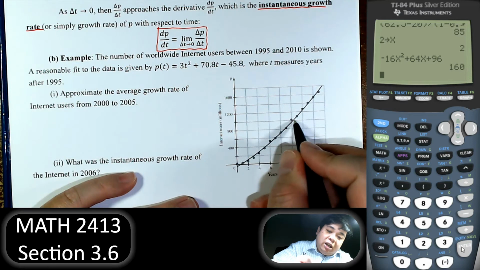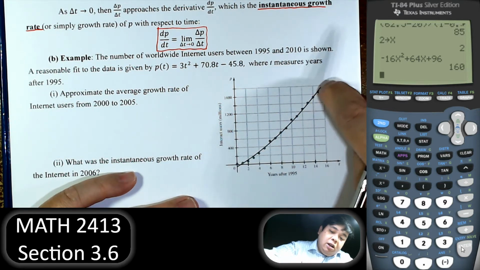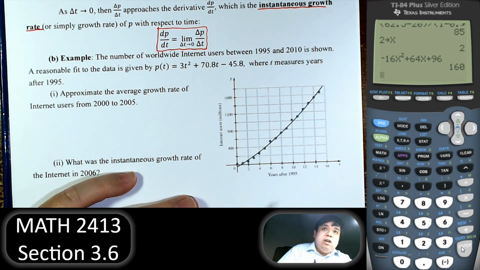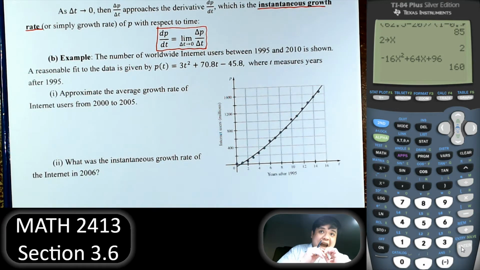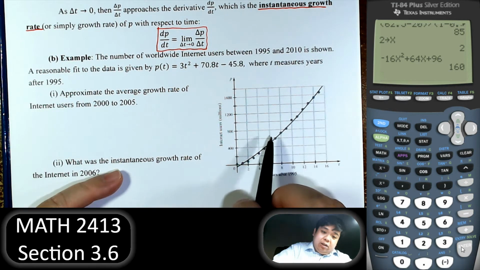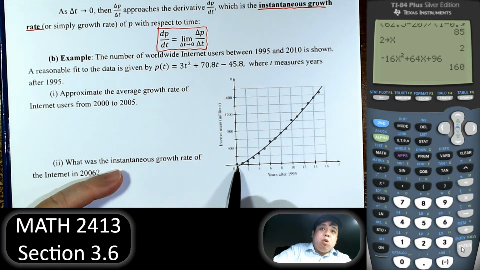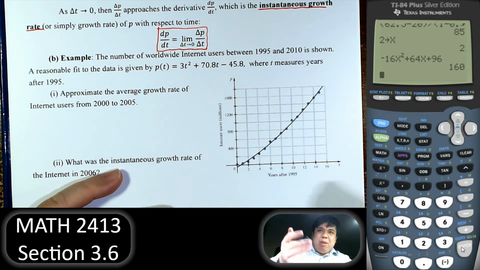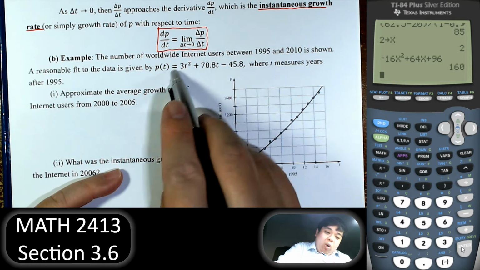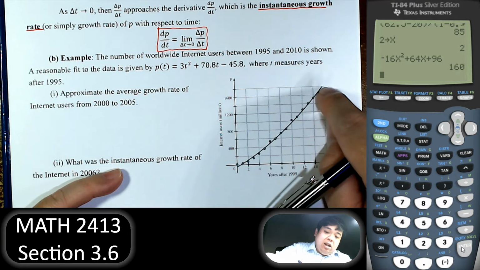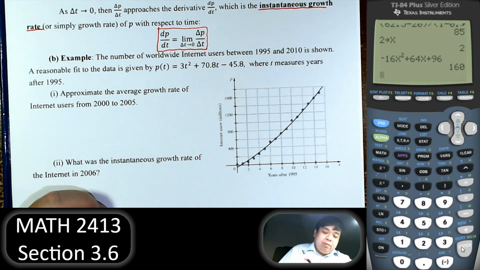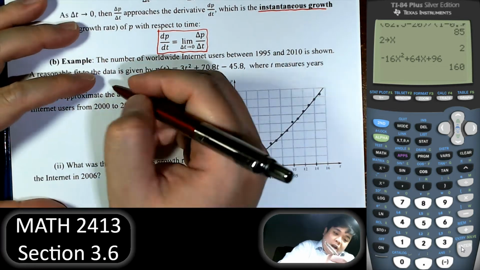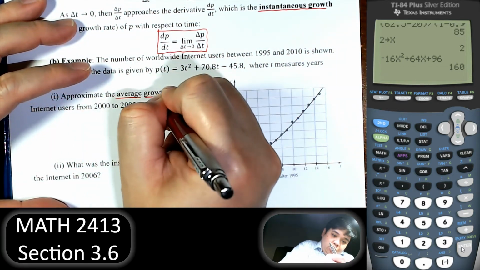Those are the dots here, and the curve here is the best fit to those points. So of course it does not give us the actual numbers of internet users at that time, but approximately this is the best function that we can come up with. Of course, not the best function overall, but the best quadratic function that fits most of these points. Right. So pretty much we have a function, and the first thing is we want to find the average growth rate.